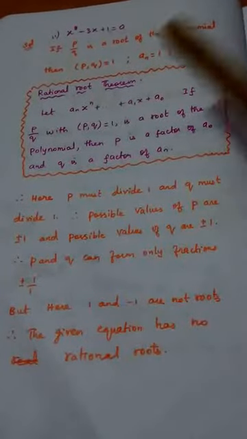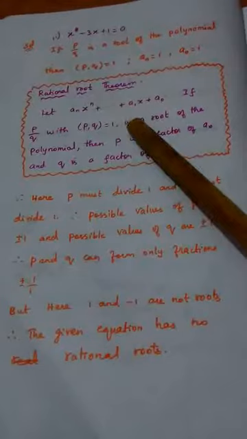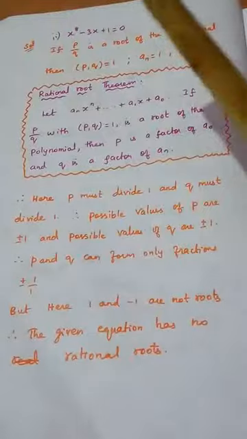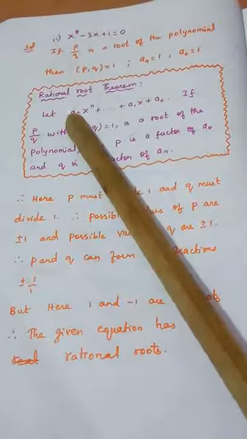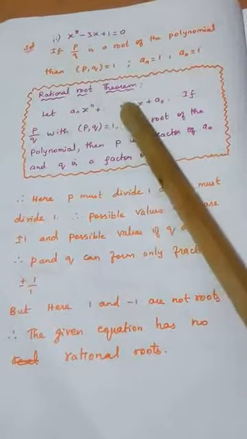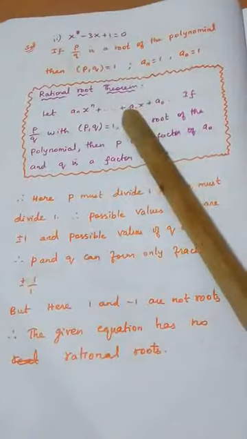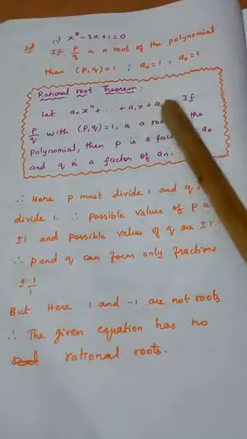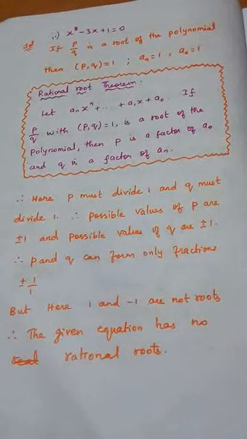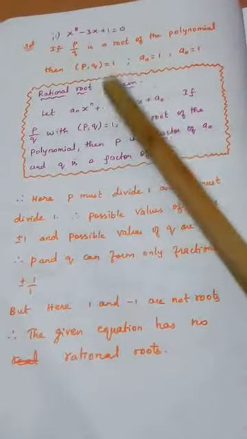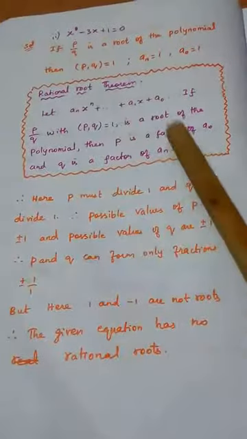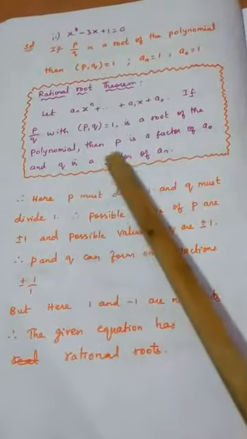Now actually we should know this rational root theorem for doing this sum. First I will explain this rational root theorem, then we will see what this problem is. Let this be a polynomial: an is the coefficient of x to the power n, plus it goes on, the power decreases, a1x, and a0 is the constant term. What this rational root theorem says is, suppose p by q is a rational root of this polynomial, then p is a factor of a0 and q is a factor of an.